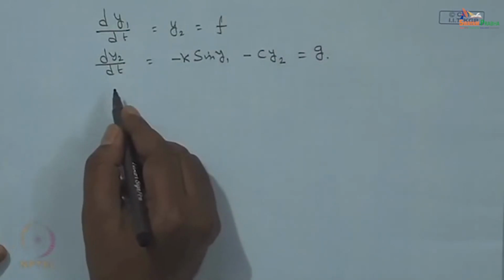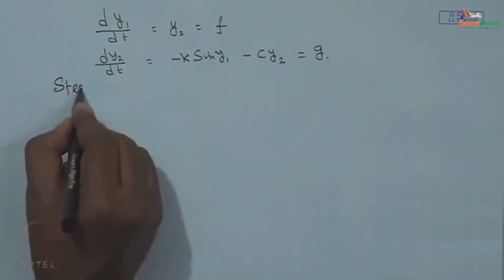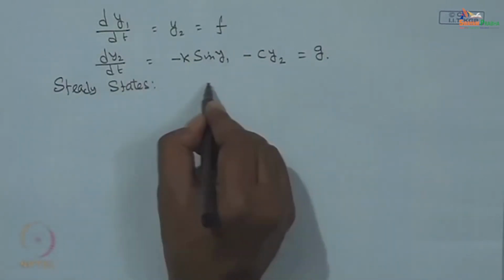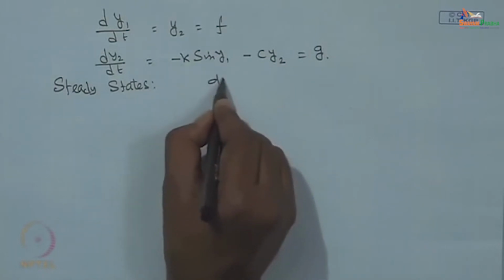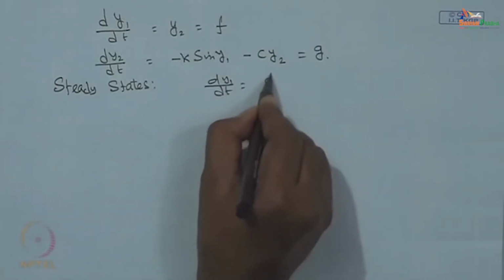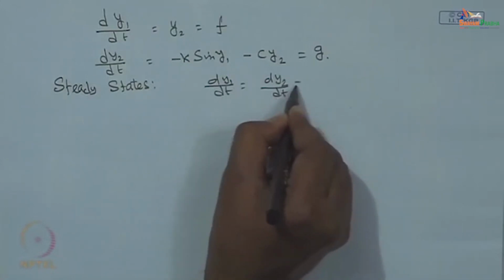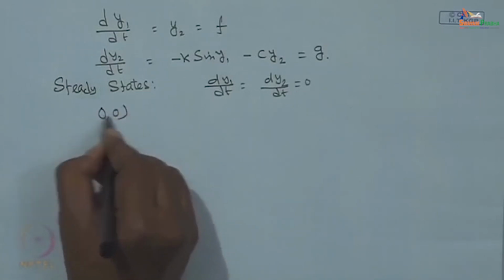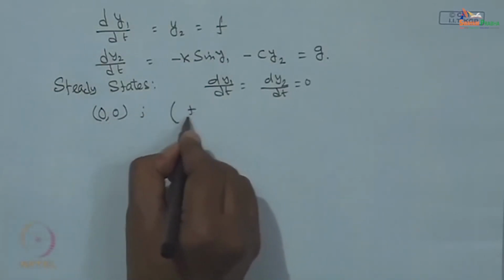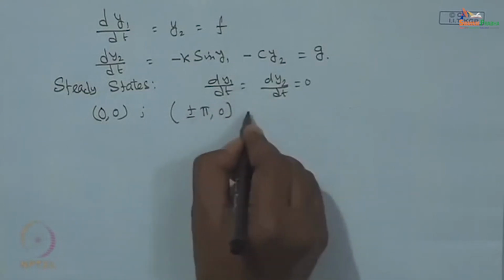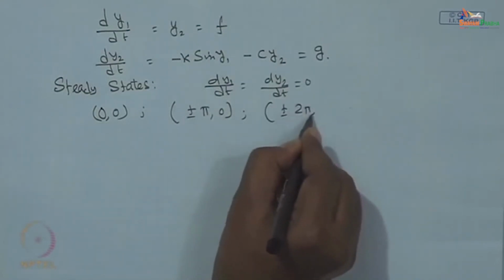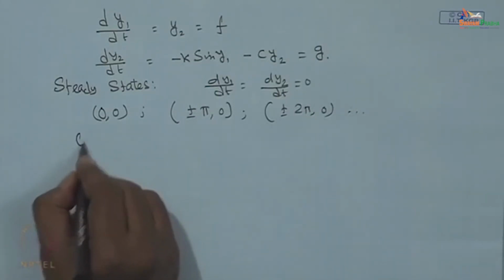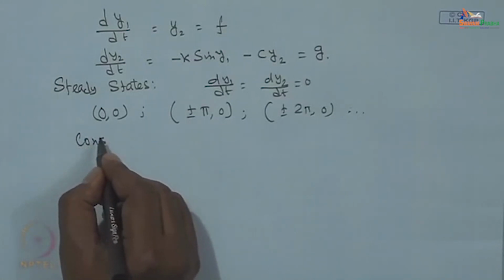So, let us look into the steady state of this problem. The existing steady states are when we put dy1/dt equal to dy2/dt equal to 0, and I will just write the steady states. So, (0, 0) is one steady state, (plus minus pi, 0) is another steady state, (plus minus 2 pi, 0) is another steady state, likewise. So, consider the steady state (0, 0) and see what we get out of it.